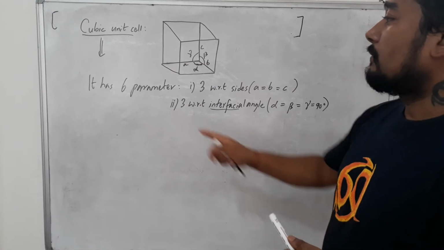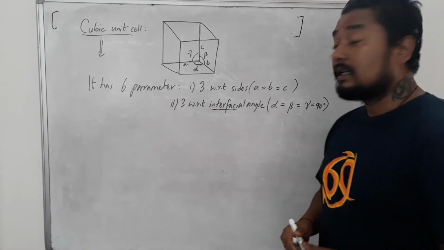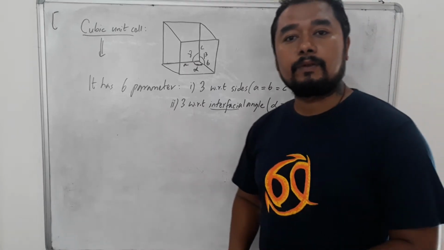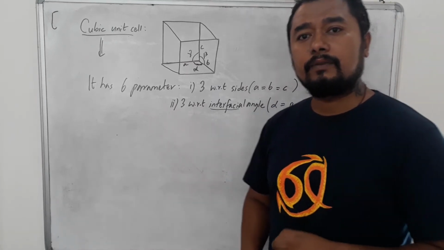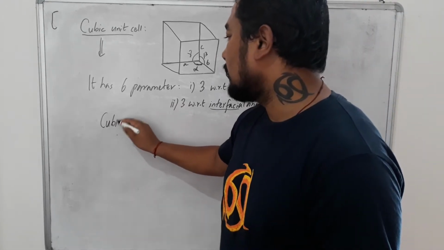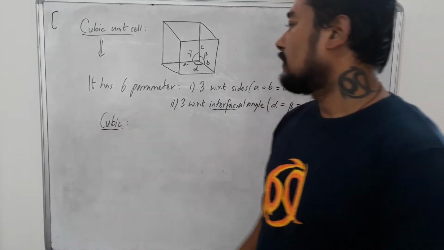So do remember from now on that a cubic unit cell has a total of 6 parameters: 3 with respect to sides, all sides are equal, and 3 with respect to angles, all angles are equal to 90 degrees, that is alpha, beta and gamma. So if we are talking about cubic unit cell, students, let us learn some things about the cube.